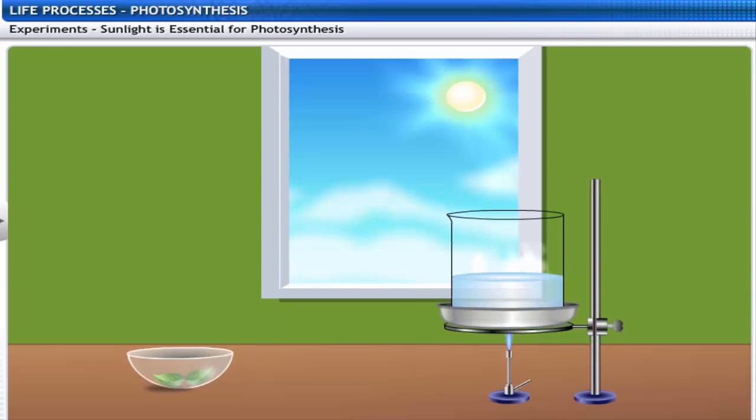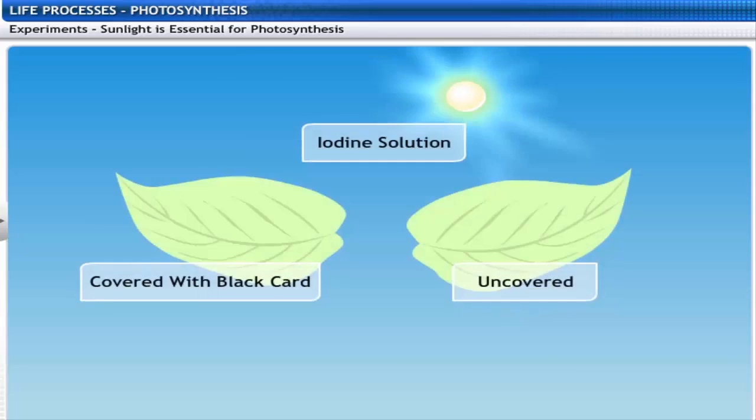To conduct an iodine test, dip both the leaves in boiling water for a minute to kill the cells. Next, boil the leaves in methylated spirit over a water bath till they become pale due to the removal of chlorophyll. You will find that the surface of the leaf becomes hard and brittle.